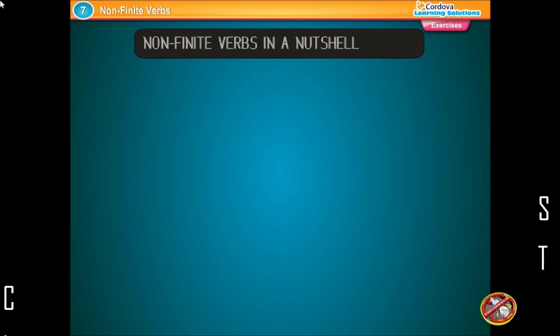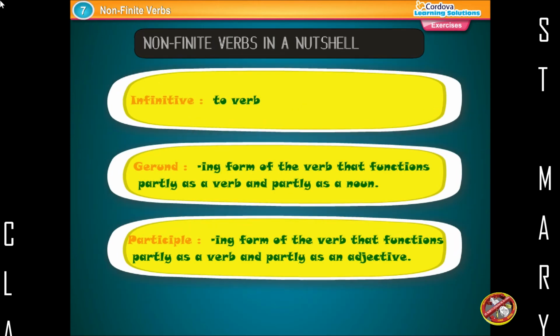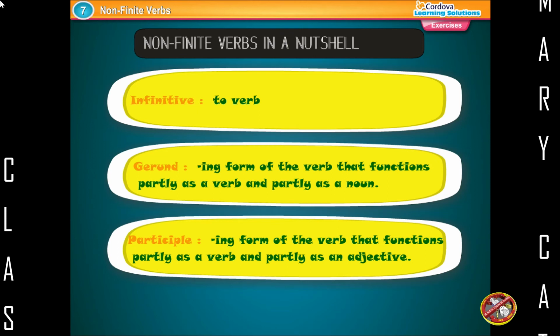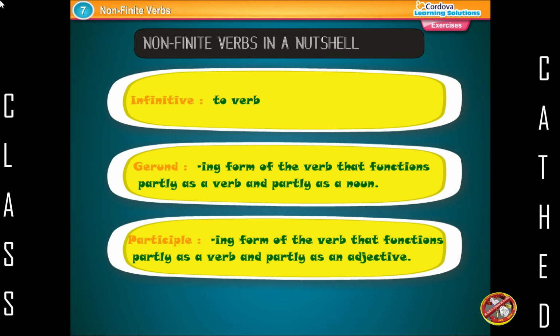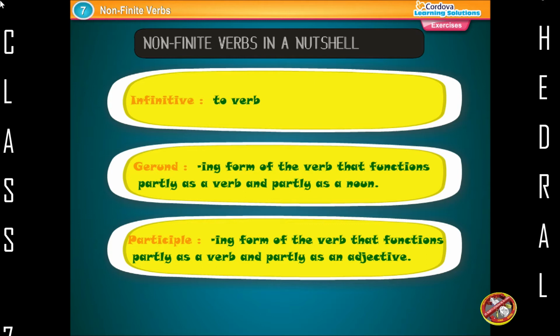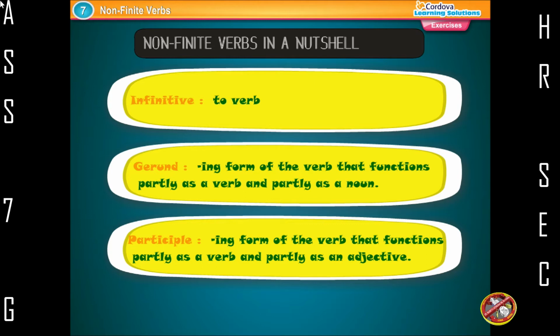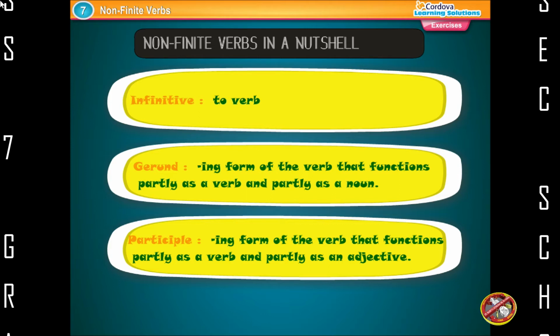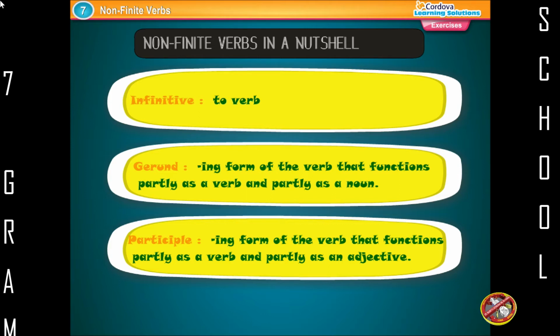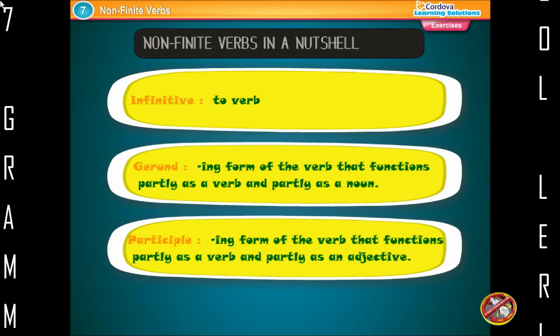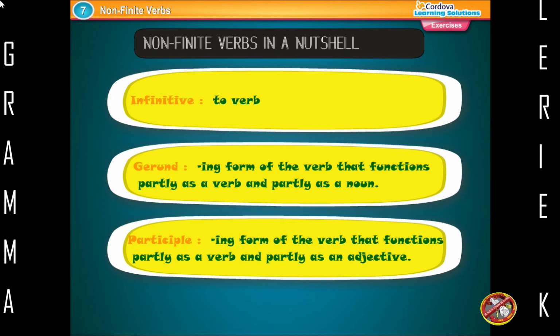Non-finite verbs in a nutshell. Infinitive: to plus verb. Gerund: ing form of the verb that functions partly as a verb and partly as a noun. Participle: ing form of the verb that functions partly as a verb and partly as an adjective.